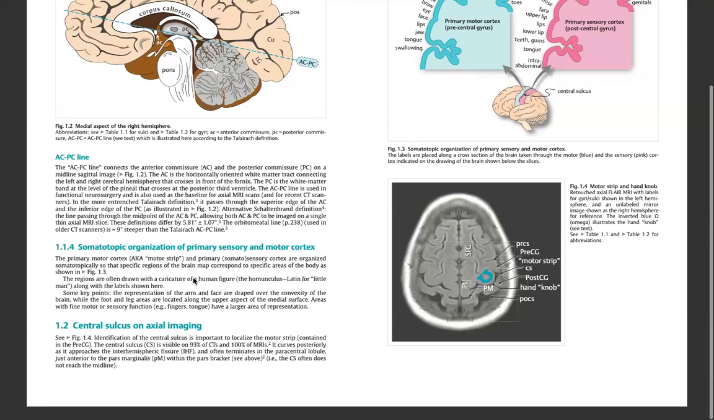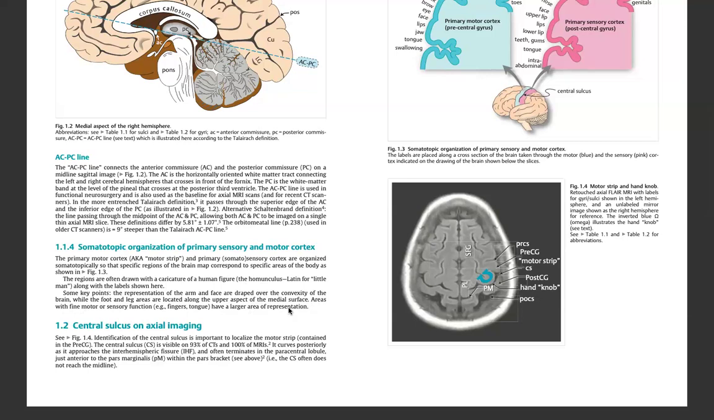The regions are often drawn in a caricature of a human along with the labels shown there. Some key points: the representation of the arm and face are draped over the convexity of the brain, while the foot and leg are located along the upper aspect of the medial surface. Areas with fine motor or sensory function, like the finger and tongue, have a larger area of representation. Yeah, so the more the function, the wider the area of representation.